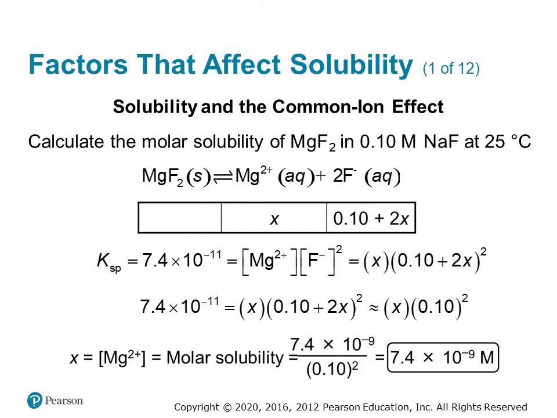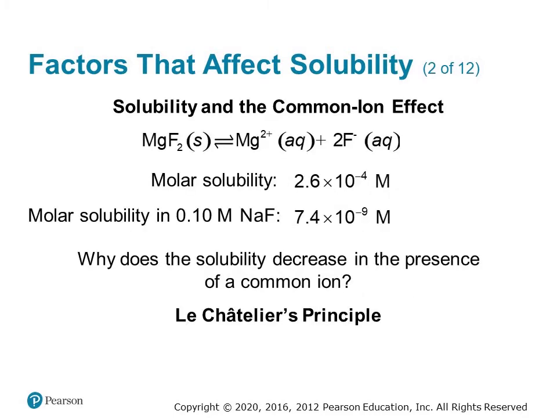Like with weak acid or weak base equilibria, we can assume that x is very small compared to our initial concentrations, so 0.10 plus 2x is effectively still just 0.10 after rounding. Making this simplifying assumption, the x value we get is 7.4 times 10 to the minus 9 molar. Comparing this to the result in the previous problem, we can see that the molar solubility of MgF2 in a 0.10 molar sodium fluoride solution is several thousand times lower than its solubility in pure water, and the difference is due to the common ion effect, which is just a specific case of Le Chatelier's principle at work.